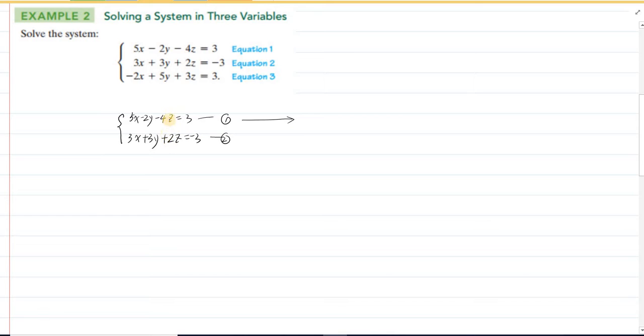The easiest way for us to get rid of a variable, you could get rid of any letter, any variable, but in this case I see this 2z. If I multiply equation 2 by 2, then we're going to have 4z, and then we have -4z, so they're going to be gone. So that's why this is no change. And then here, we're going to multiply every single term. Now we're going to add them together.